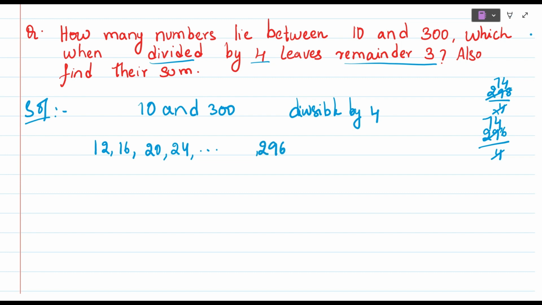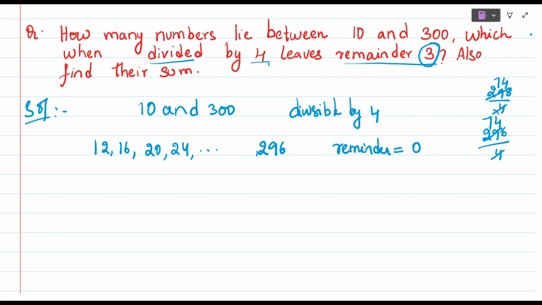So these are the numbers which are divisible by 4 between 10 and 300. But they are not asking divisible by 4. They are asking divided by 4. After dividing by 4, the remainder should be 3, they are asking. If you divide all these numbers with 4, the remainder we will get how much? Remainder we will get 0.